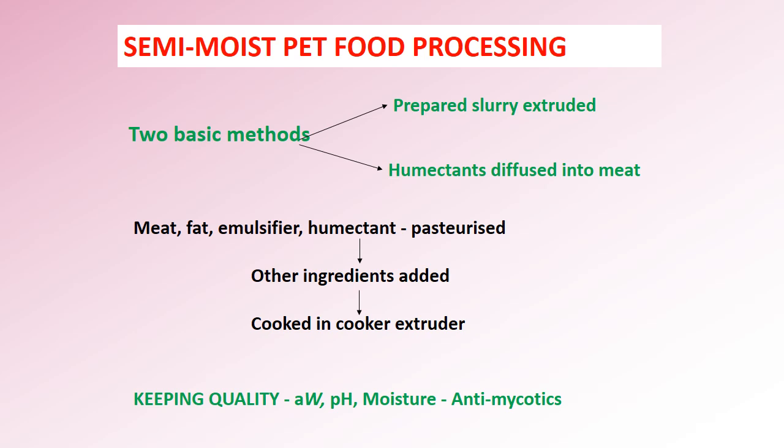They are called humectants. So here the ingredients like meat, fat, emulsifier, and humectant are all mixed together and pasteurized. Then the other ingredients are added, and it is cooked in a cooker or extruder. The keeping quality will be less here because it has a moisture of 25 to 35%. It also depends on the pH, water activity, moisture content, and other preservatives like anti-mycotics, that is antifungal preservatives, which are very important because with higher moisture, fungus may easily grow.